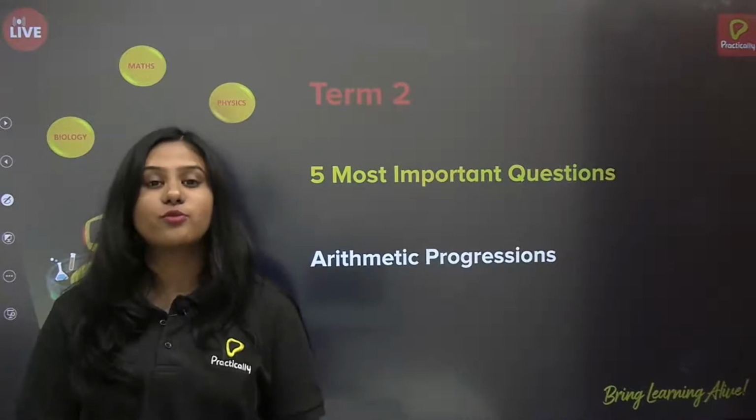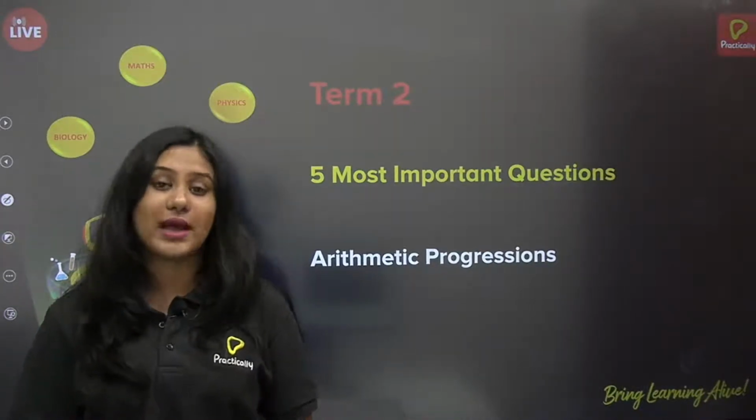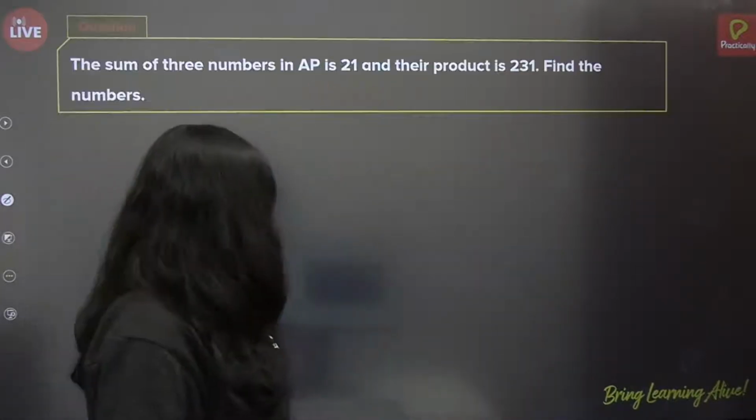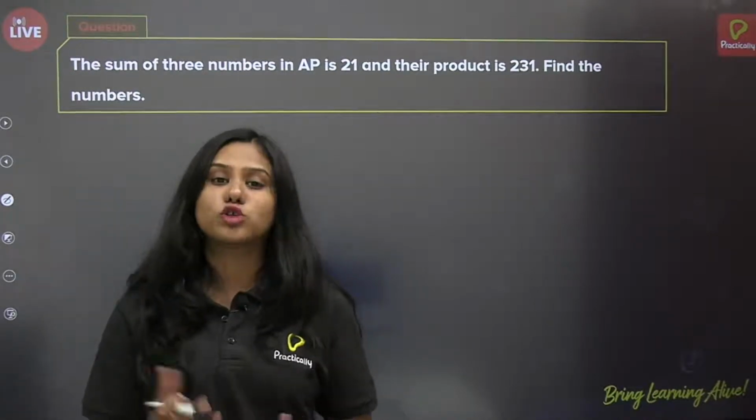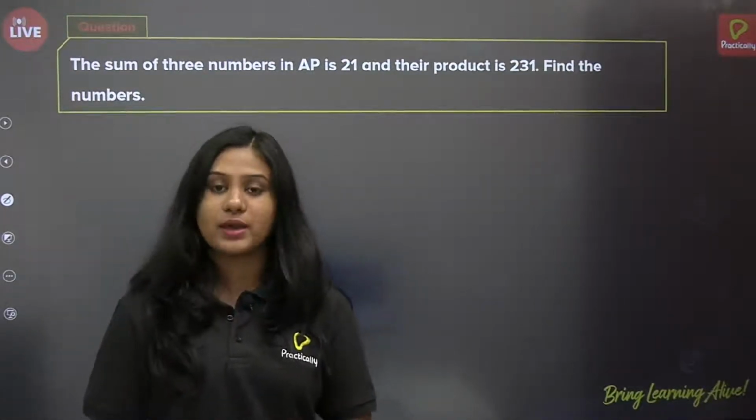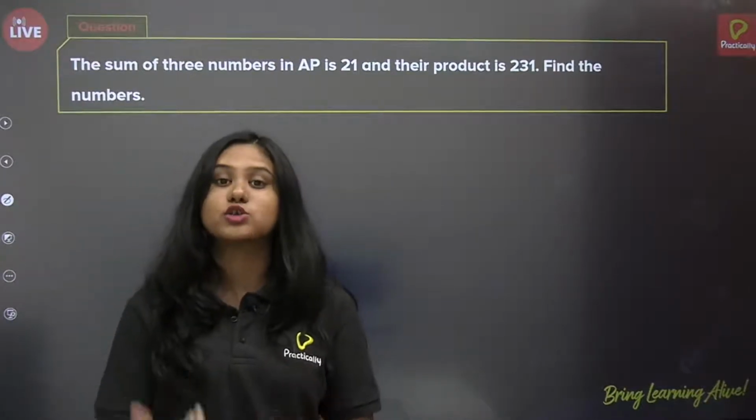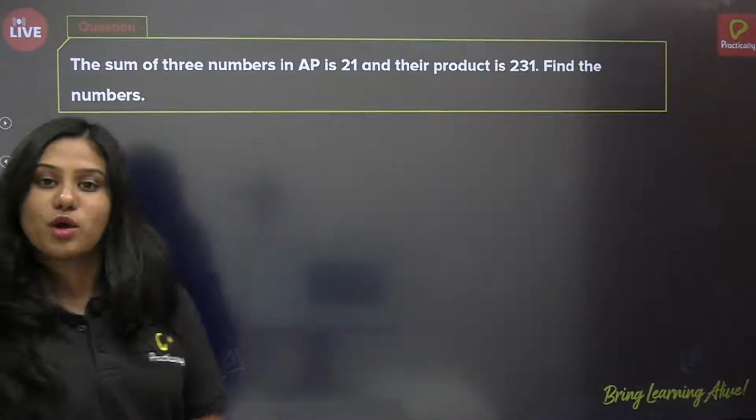So, in the series of five most important questions, today we will be solving problems on arithmetic progressions. Okay, so come on, let's begin. Before going into solving the problems, what all topics are there? General term of an AP, nth term of an AP, sum of n terms of an AP, and also selection of terms if the sum is given. Correct? So, we will be solving the problems one by one.